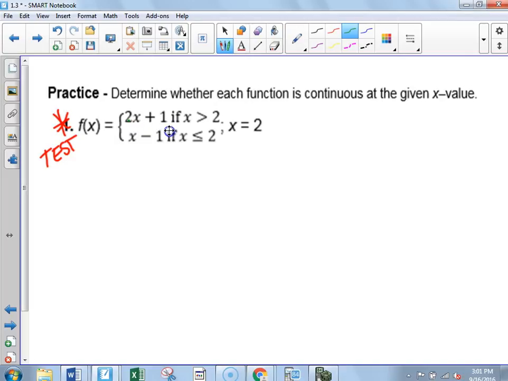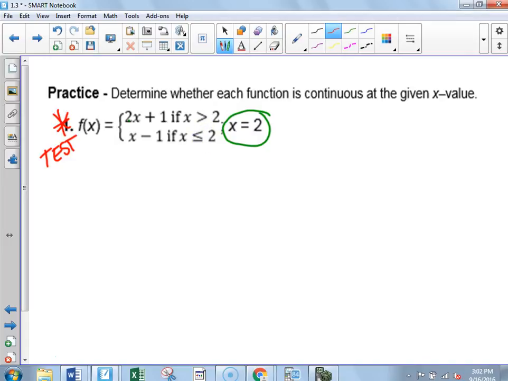2x plus 1, guys, what is that graph? A line. Continuous, yes? x minus 1. Line. It's continuous. But this has some extra information. It's a piecewise function, and it wants to know, is it continuous at 2? In other words, do the 2 pieces meet up at the same place at 2? Is 2 a critical value in this function? It changes from one rule to the other, right, at 2?